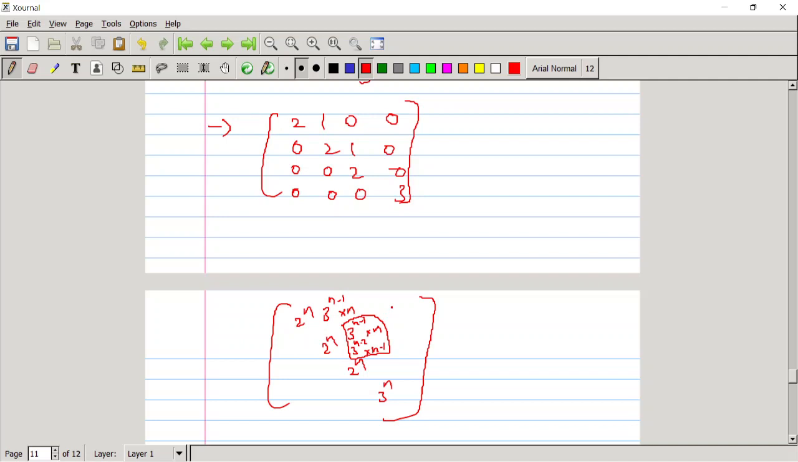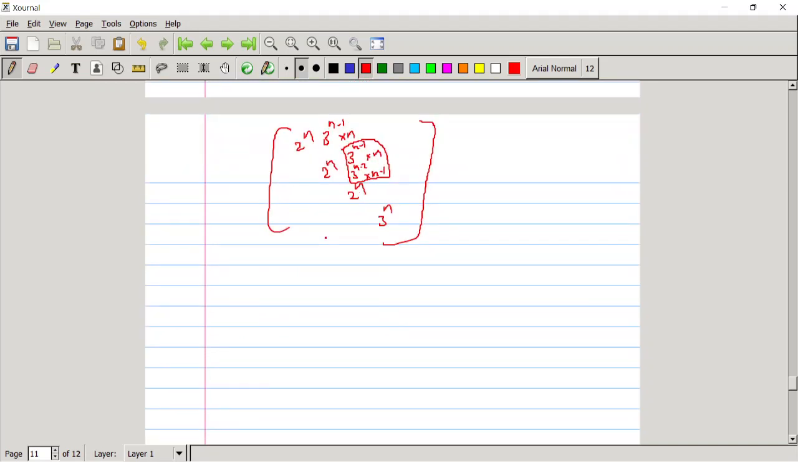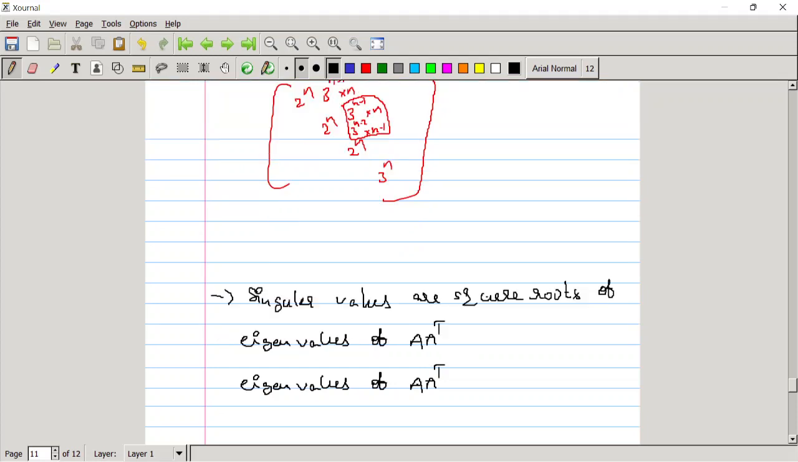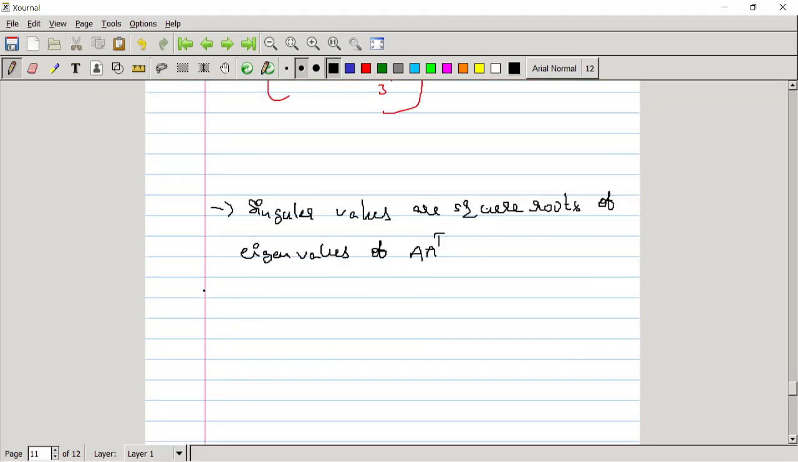Sir, will you please tell me about finding the singular values of a matrix? Okay. Singular values are nothing but the square roots of the eigenvalues of A into A transpose, not of the matrix A. It is of A into A transpose. These are the singular values. Yes, sir. Thank you.